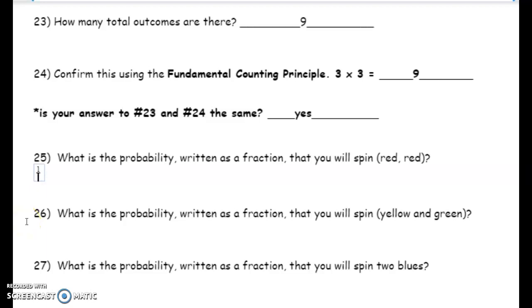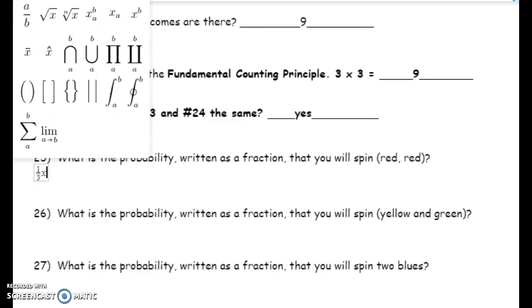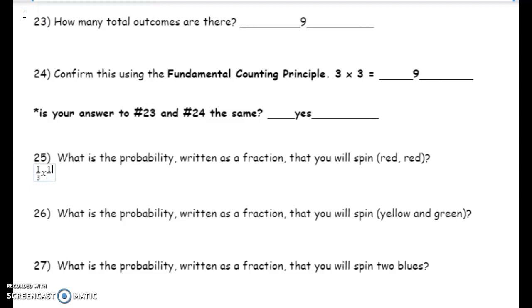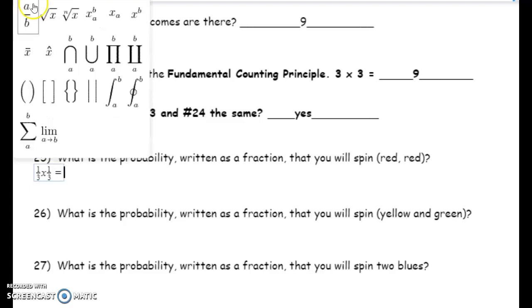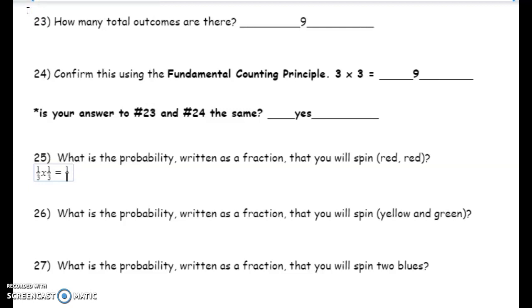I'm sorry, 1 over 3 because there were 3 colors on the first spin times 1 over 3 because we have another red out of 3 colors in the second spin. So 1 times 1 is 1, 3 times 3 is 9, so that's 1 over 9.